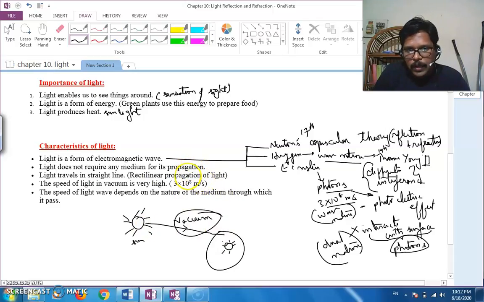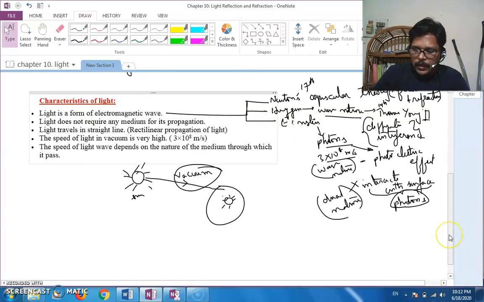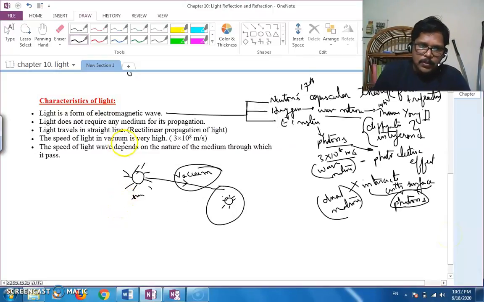Light always travels in a straight line. We have been learning this example from our primary classes. Light travels in a straight line in many activities. The formation of shadows is an example. That means if light could bend and go, shadows would not be formed. So light travels in a straight line.